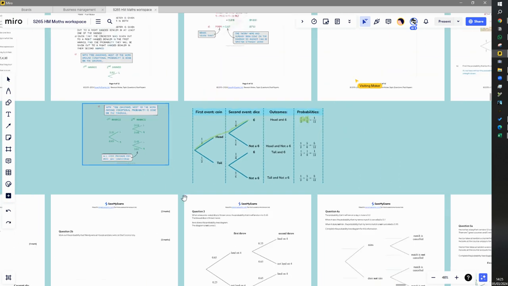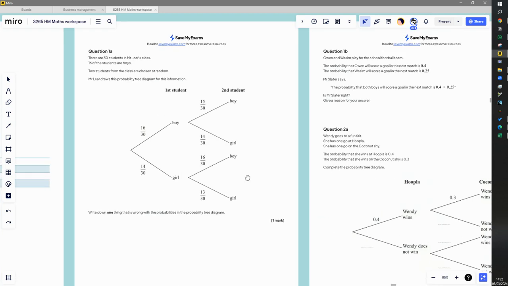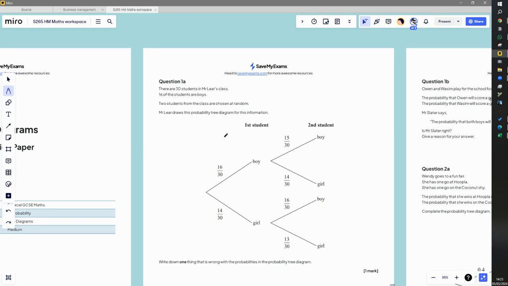So let's have a look at the first example, first question. I have a funny feeling it's kind of a weird one because we have to identify what is wrong with it. So there are 30 students in Mr. Lear's class. 16 of the students are boys. Two children from the class are taken at random. Mr. Lear draws this probability tree diagram for this information.